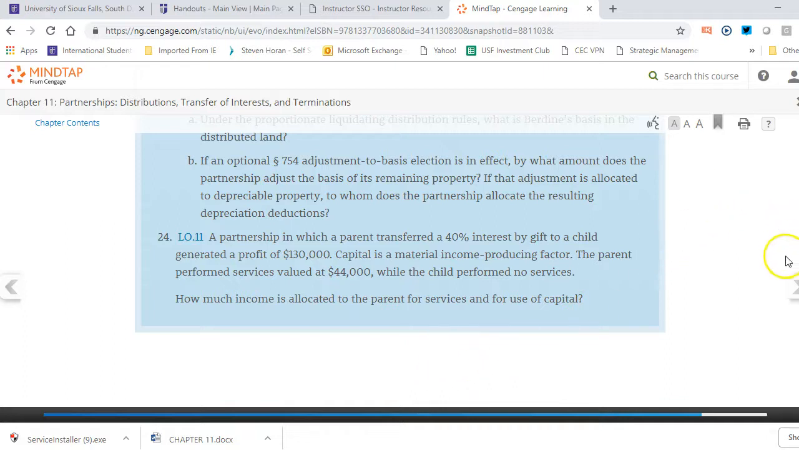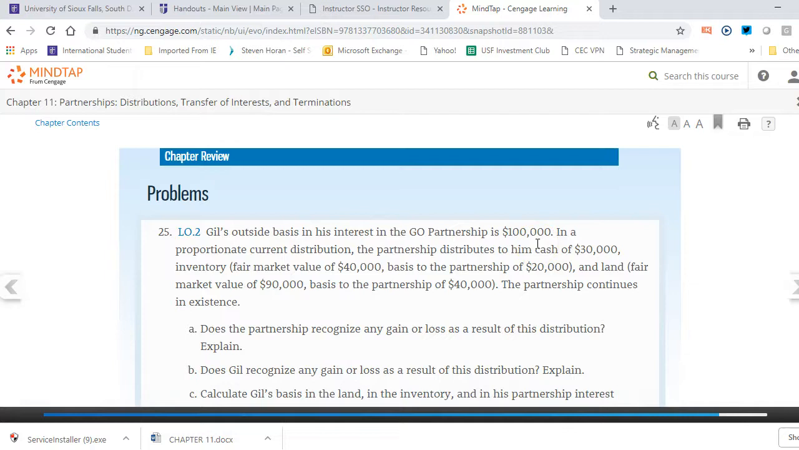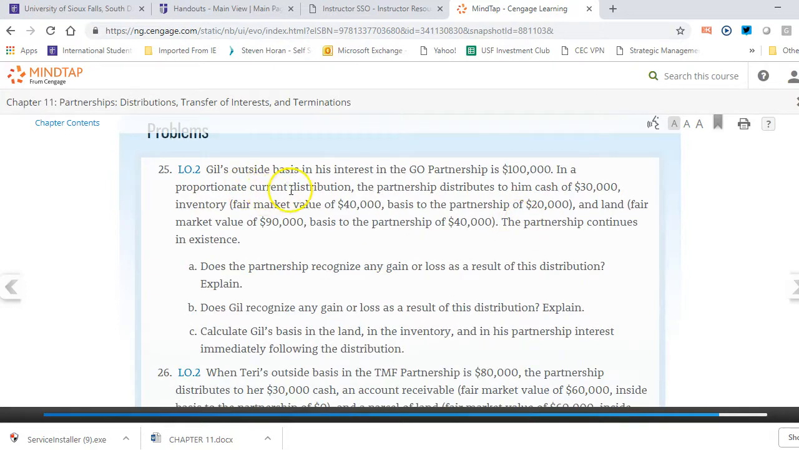Okay, and then I want to do just one of the problems. So let's take a look at problem 25, and we'll wrap it up. For this one, Gil's outside basis in his interest in the Go partnership is $100,000. In a proportionate current distribution, the partnership distributes to him cash of $30,000, inventory with the fair market value of $40,000, basis to the partnership of $20,000, and land fair market value of $90,000, basis to the partnership of $40,000.